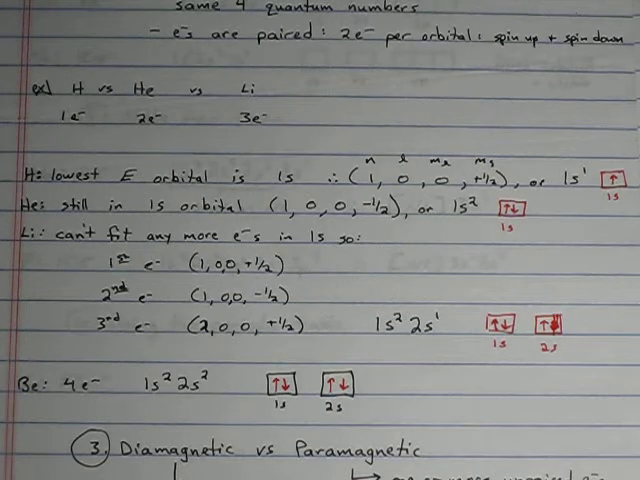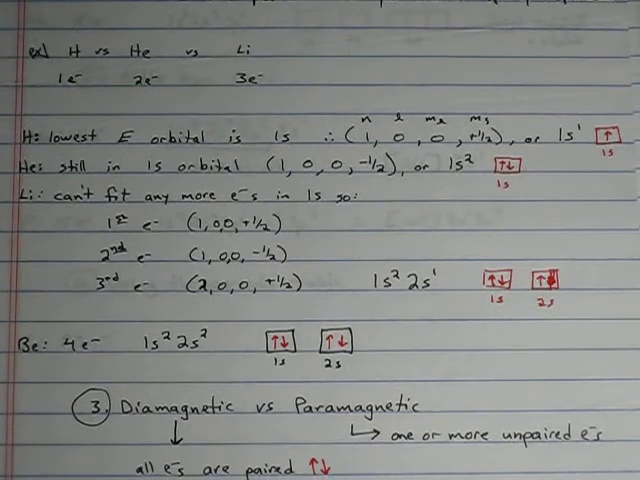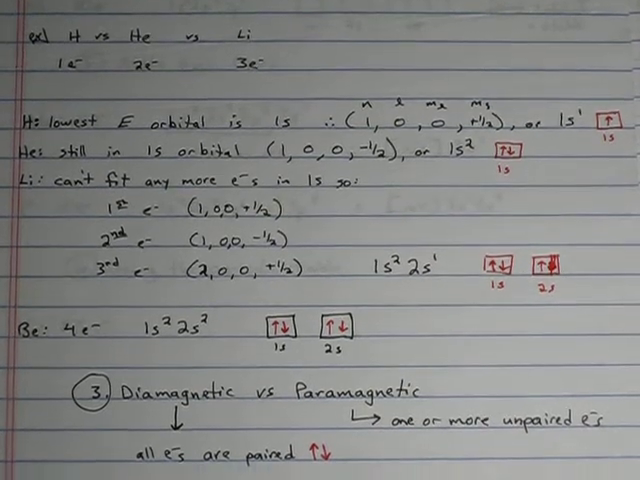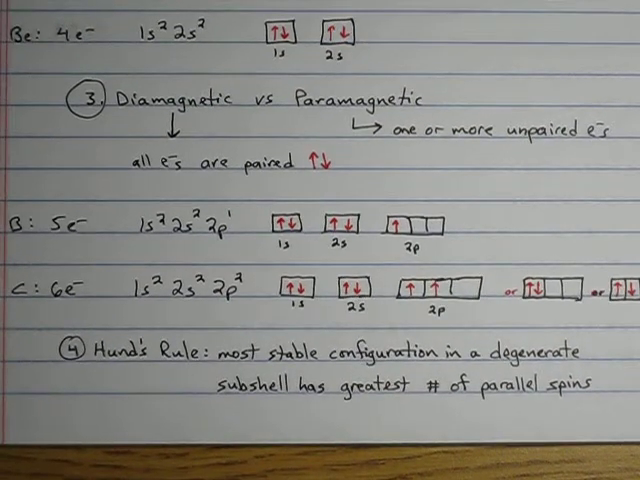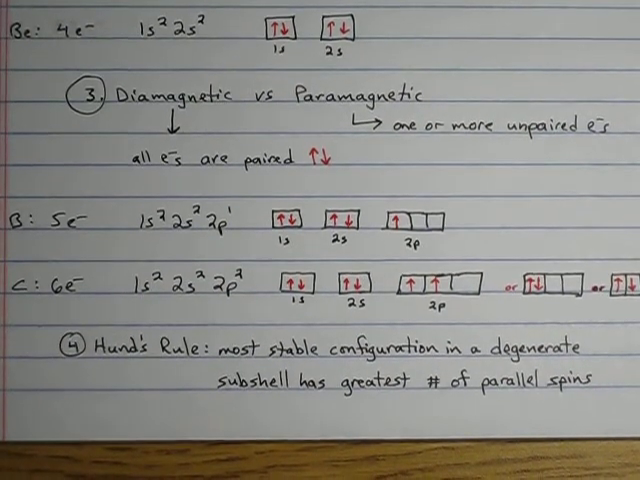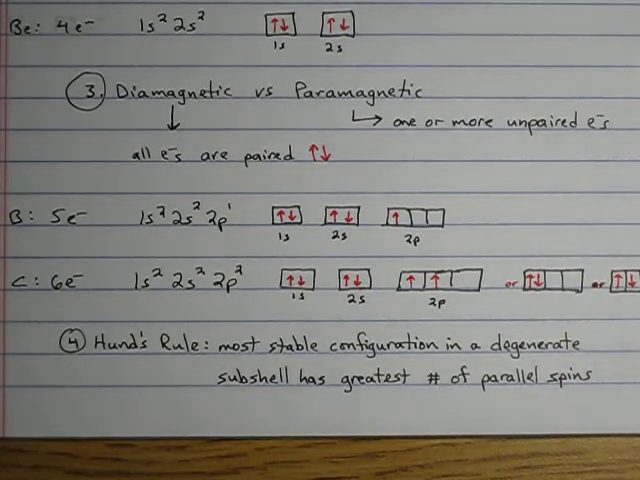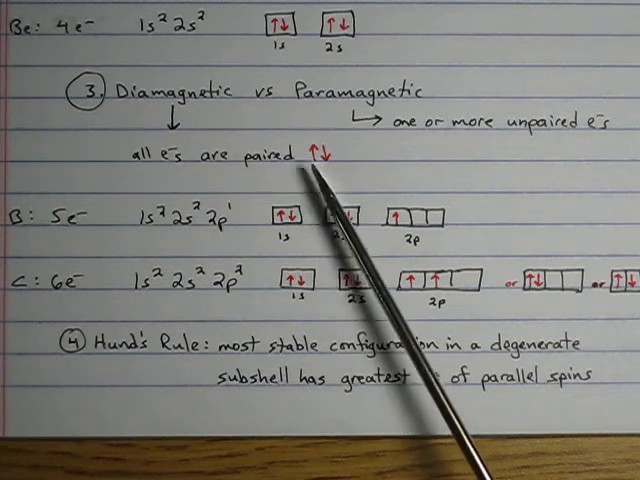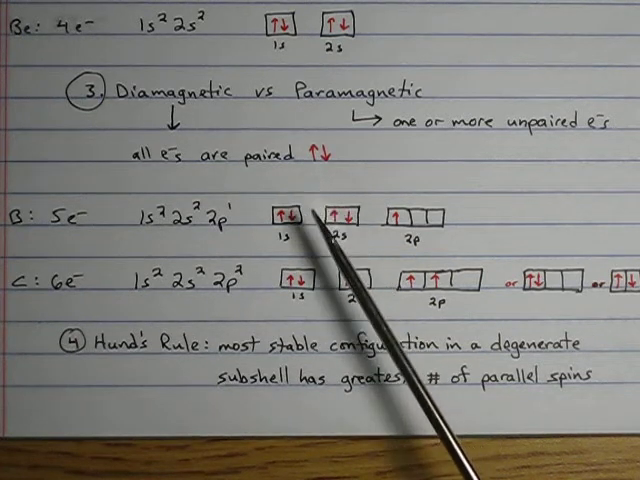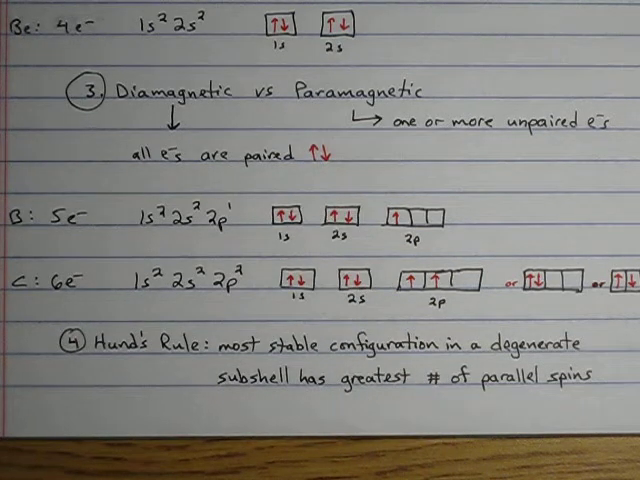All right, this leads us to our next principle, diamagnetic versus paramagnetic. All right, definitions. If something is diamagnetic, it means all the electrons are paired. You have a spin-up electron and a spin-down electron in the exact same orbital. Paramagnetic means we have one or more unpaired electrons.